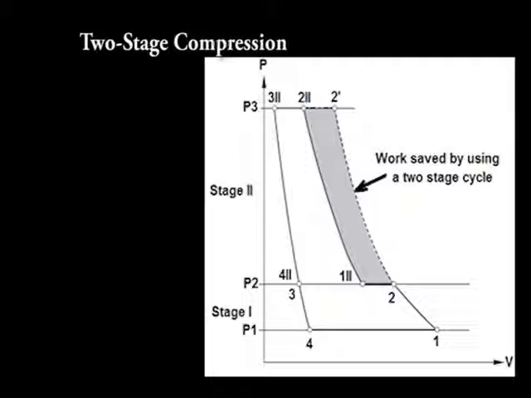The cooler air also has greater density and occupies less specific volume, so the piston in the second stage does not need to perform as much work as if the gas were directly compressed from the initial to the final pressure.